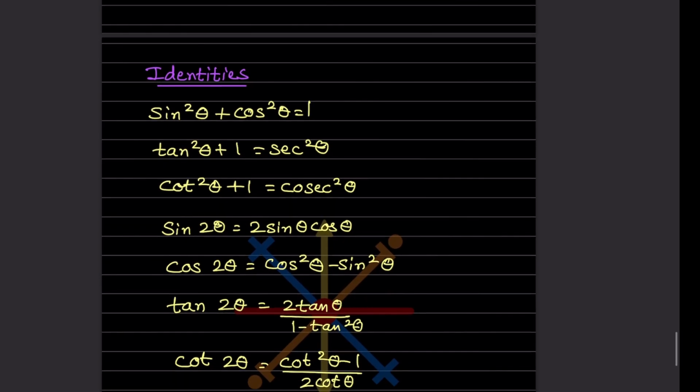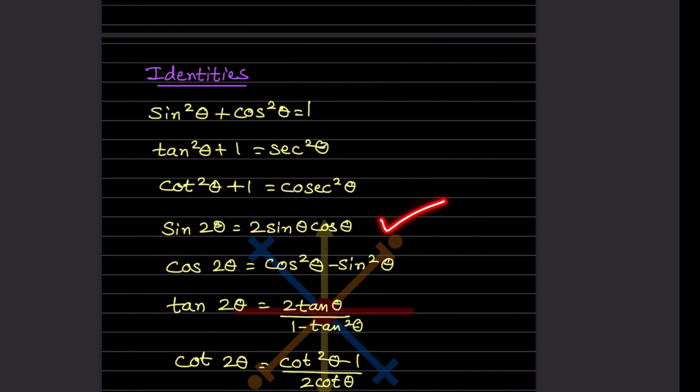Now these are the identities, the main identities. This is the first identity: sin square theta plus cos square theta is equal to 1. We can also write this as sin square theta is 1 minus cos square theta, because this cos square theta, if it goes to the other side, will be minus cos square theta. Tan square theta plus 1 is equal to sec square theta. Cot square theta plus 1 is equal to cosec square theta.